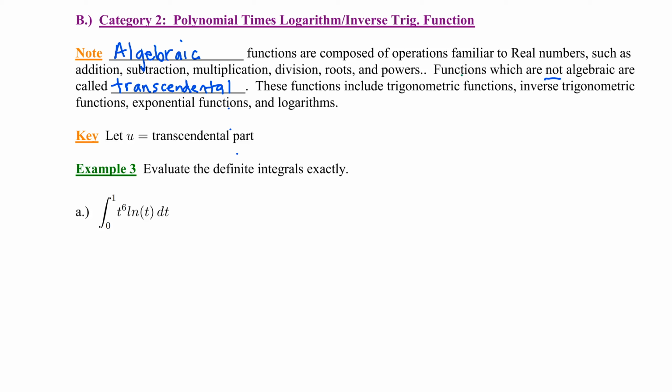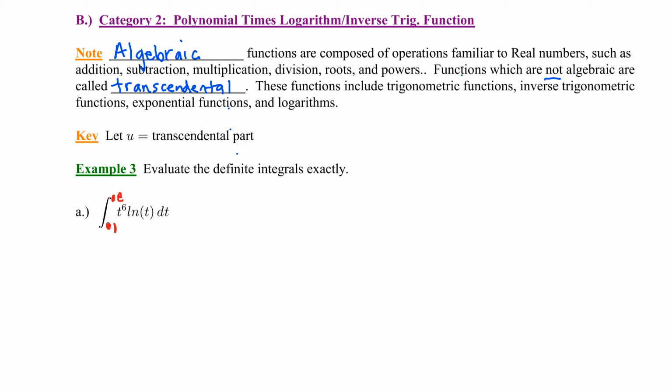But first, let me apologize. I have given you an integral that is undefined because of that 0 lower limit. So let's change the limits of integration. Lower limit will be 1, upper limit will be e. So let's consider the integral from 1 to e of t to the 6th times natural log of t dt.